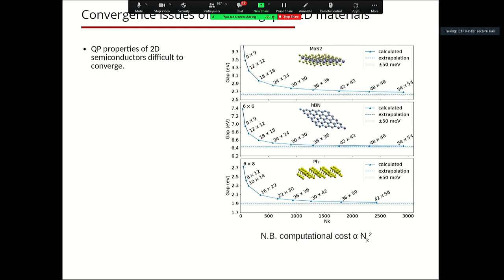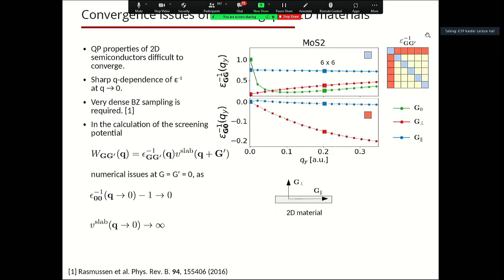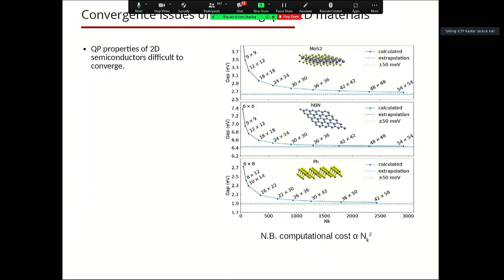So here we can see the convergence of the quasi-particle gap for three prototypical semiconductors with respect to the number of k-points of the Brillouin zone. And it can be seen here that very dense Brillouin zone samplings are required in order to obtain convergent gaps. This is a general property of two-dimensional semiconductors like these three.